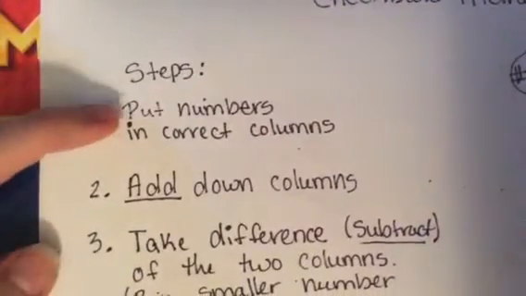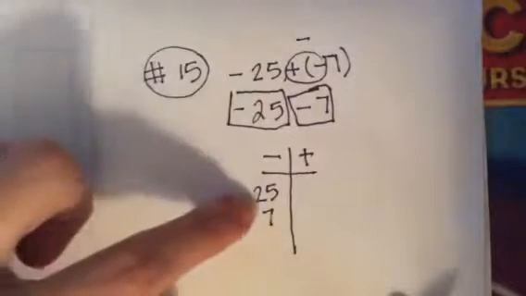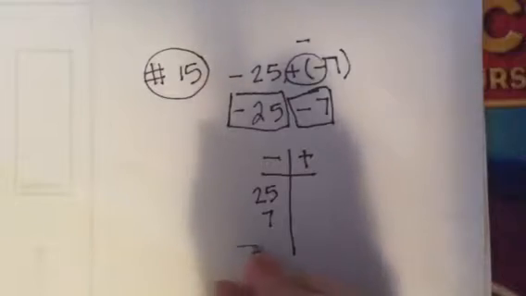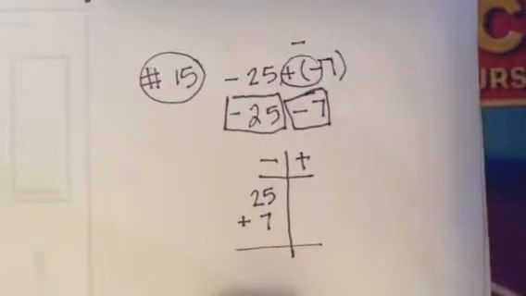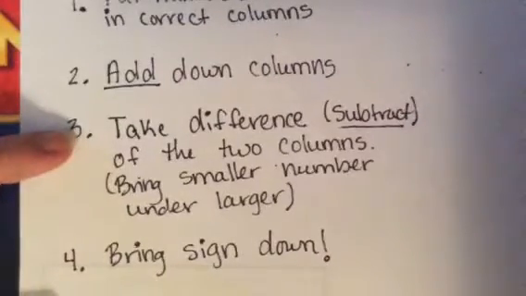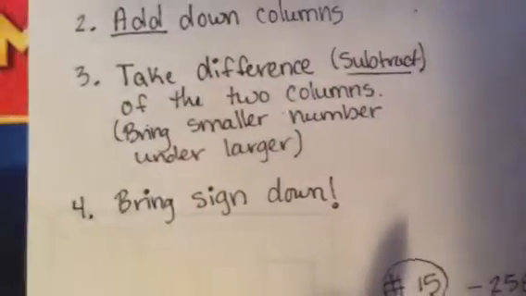Going back to our list, put numbers in correct column. Now we're on step 2, add down the columns. So we look, and this time I do have 2 numbers in a column. So I'm going to add them this time. So add, and you get 32. That's step 2. Step 3, take the difference of 2 columns. Well, I don't have anything in this column to subtract, so I skip step 3. So you're on your last step, which is to bring a sign down.